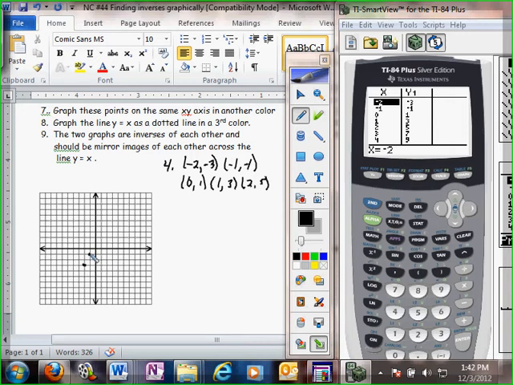-1, -1. 0, 1. 1, 3. And 2, 5. Then I want to sketch that line through there. And so that's the function of 2x plus 1.